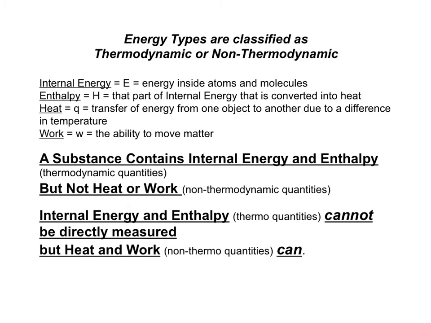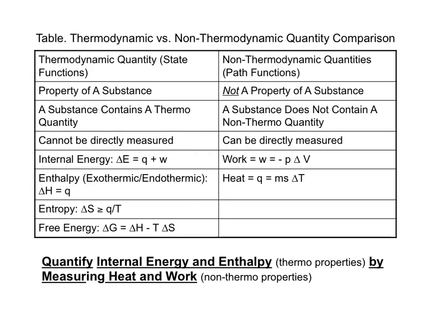A rock and gold cup do not contain heat nor work, but each substance does contain internal energy and enthalpy. The energy contained in a substance are called thermodynamic quantities, but they cannot be directly measured. A substance does not contain heat or work. Those are non-thermodynamic quantities. But we can directly measure those non-thermodynamic quantities, heat and work. Not only are internal energy and enthalpy thermodynamic quantities, so are entropy and free energy. These quantities cannot be directly measured.